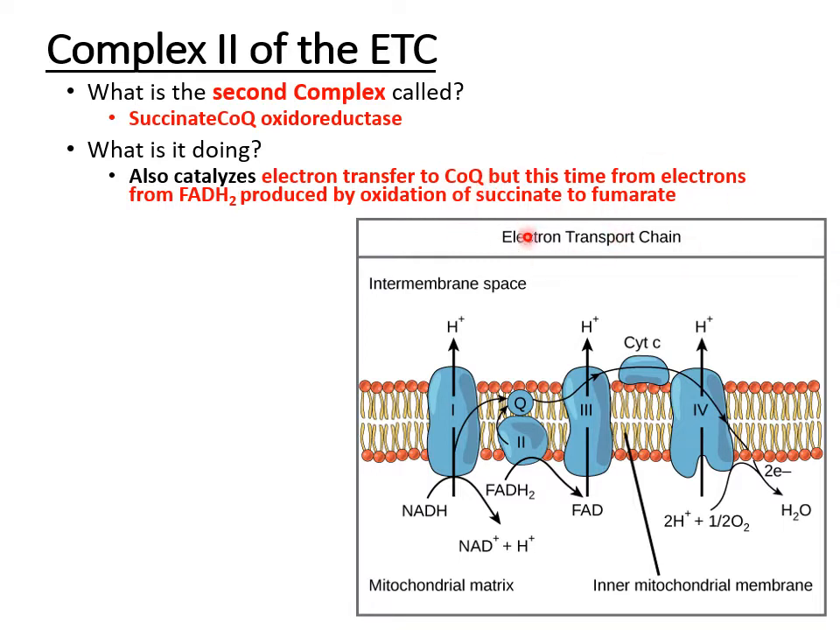Now the substrate succinate is coming from the citric acid cycle, and then you get the conversion, the oxidizing to fumarate by a flavin enzyme. And you also see FADH2 has been oxidized to FAD. And ultimately, CoQ is the one collecting these electrons.